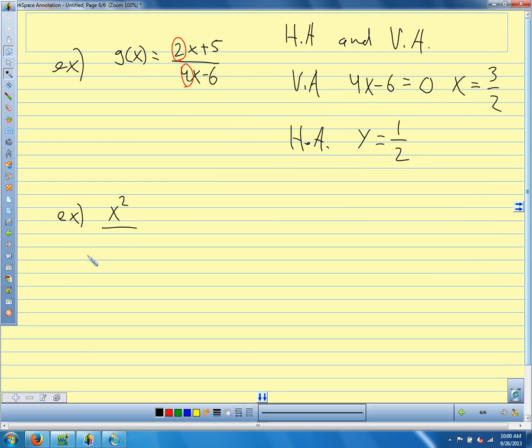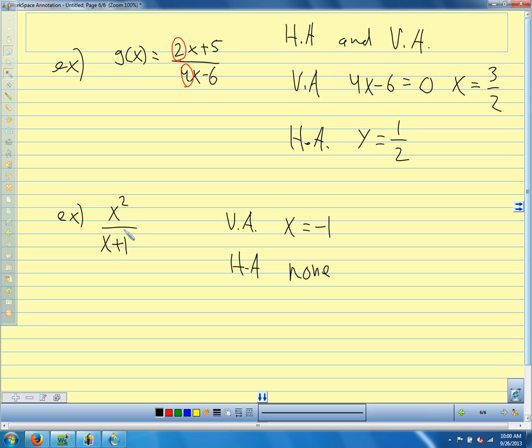Yes? Yes. All right, last example, x squared over x plus 1. Vertical asymptote, where's my vertical asymptote here? x equals -1. Horizontal asymptote: none. The degree of the numerator is larger. There is no horizontal asymptote.